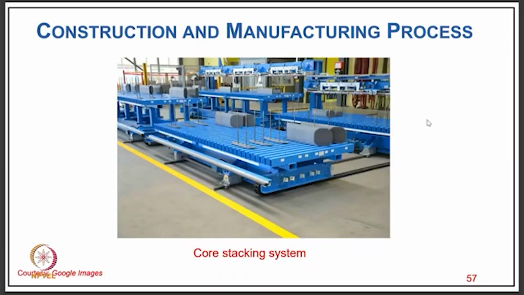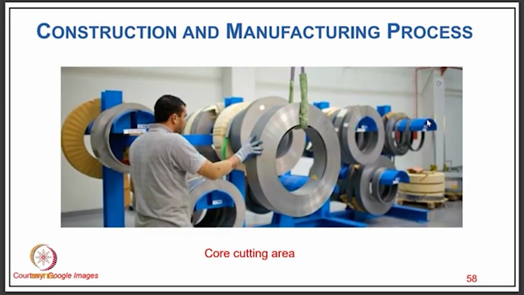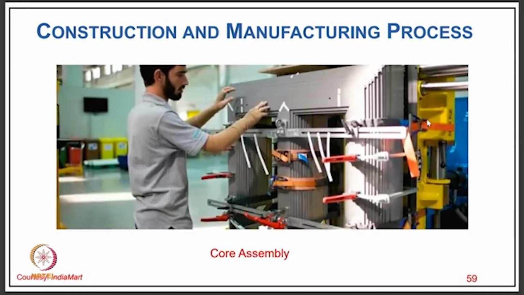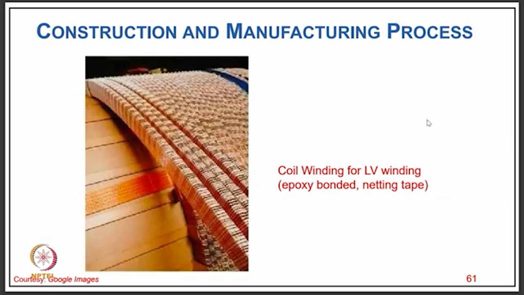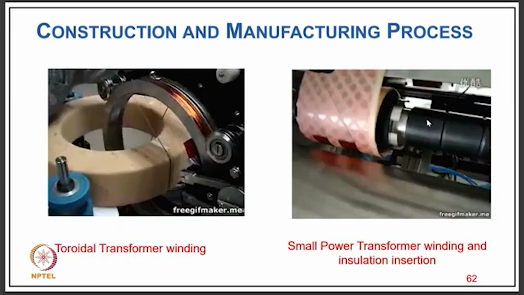These are the steps: the core stacking system of the transformer, the core cutting area, then the core assembly, then the coil winding of the high voltage winding, like disc, inner and outer cross section, the coil winding for the LV winding with epoxy bonded and netting tape, then the toroidal transformer winding. A special machine is there for the toroidal transformer.